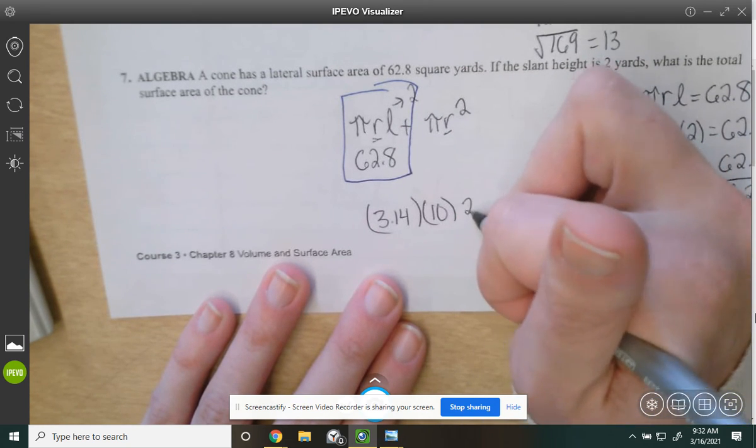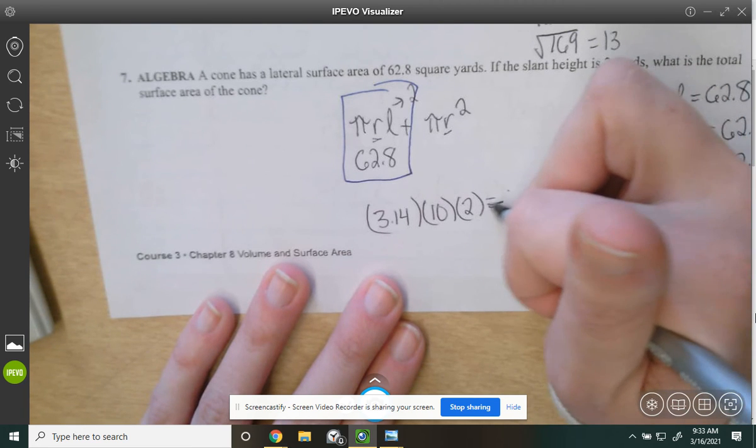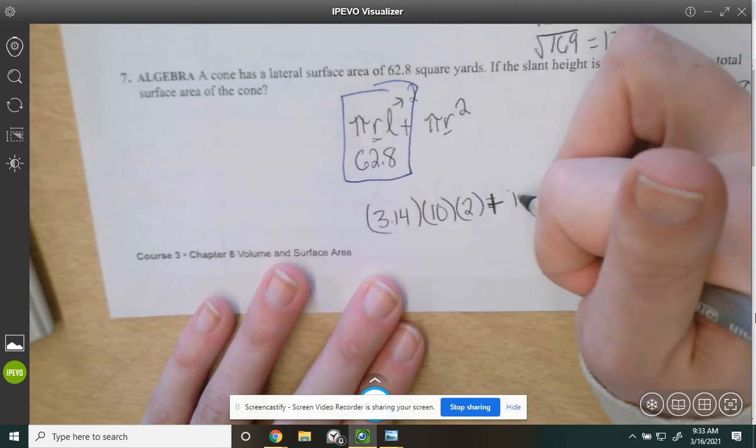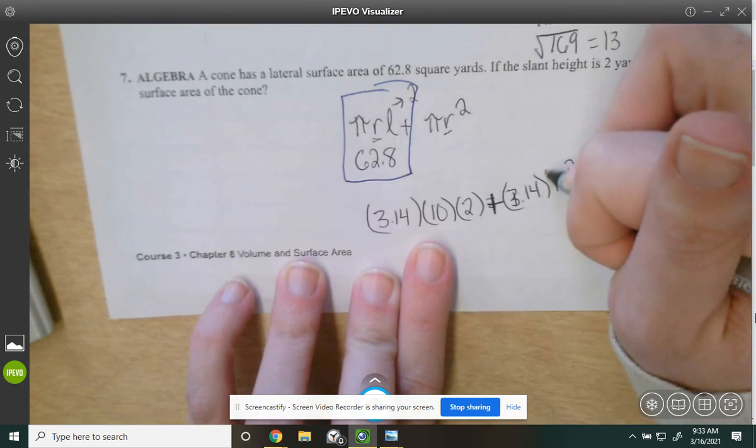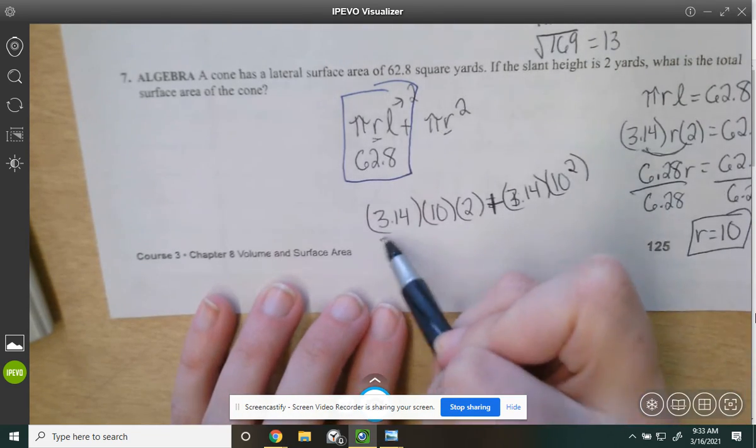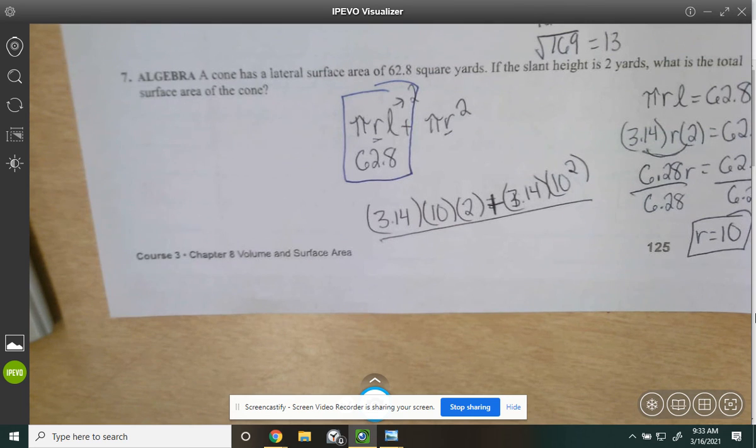So now I'm going to rewrite my whole equation here so that way it's not confusing. My slant height is still 2. I don't know why I put equals plus 3.14. My radius is 10 squared. So that is what you'll be putting in your calculator for this one.